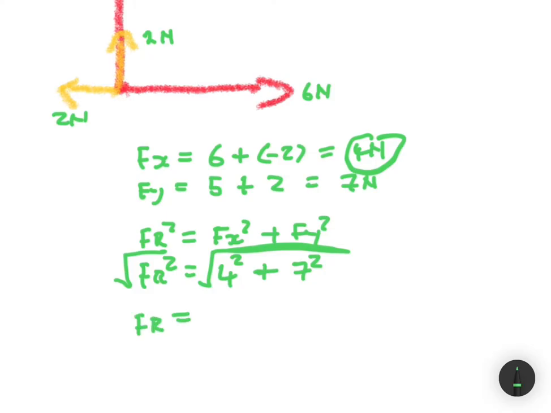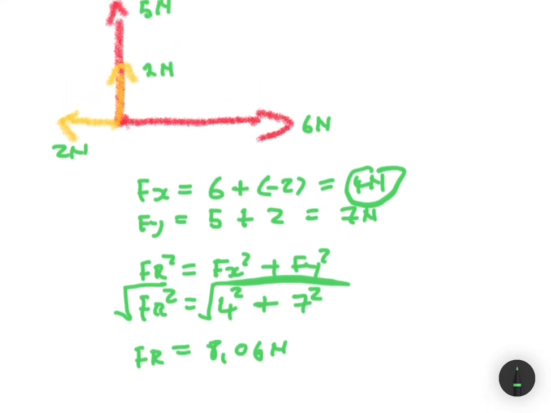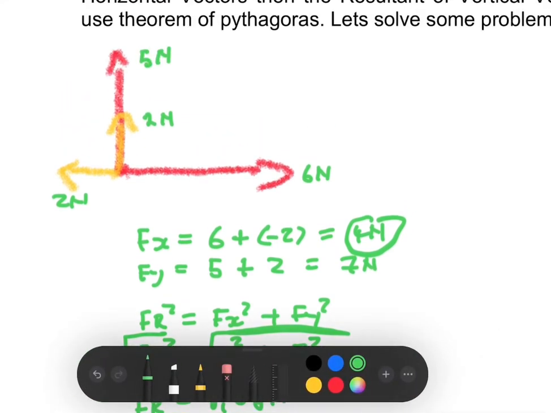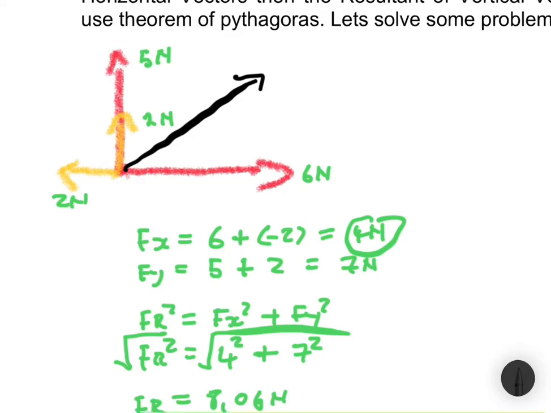So Fr is going to be equal to. At this step, I just want you to put everything in the calculator. If you do that, you're going to get 8.06 newtons, right? So your resultant force is 8.06 newtons, right? It's going to be somewhere here. Let me just do it in black so that we can show that it's different from the others. So it's going to be somewhere here, right? So here we have a force of 8.06 newtons, right, at some angle here.